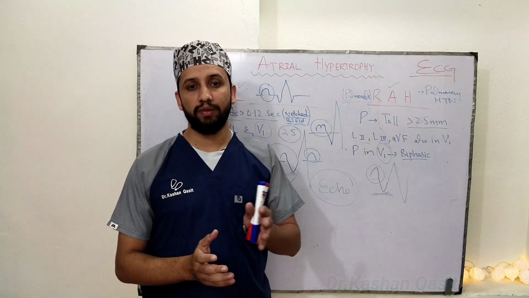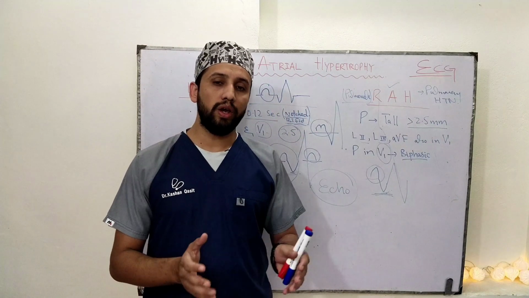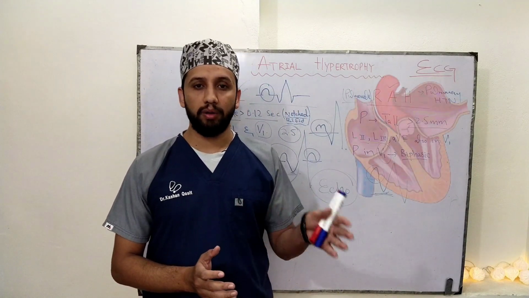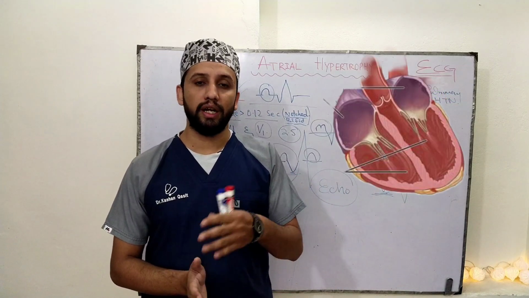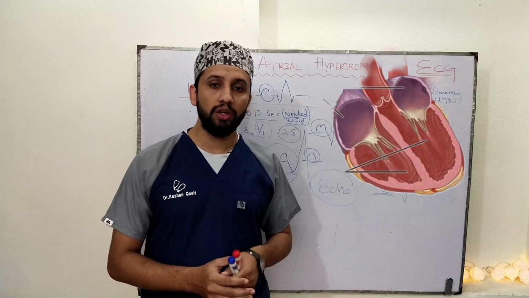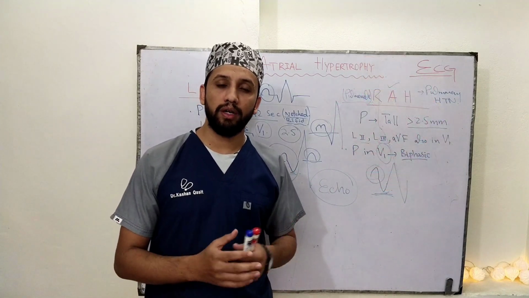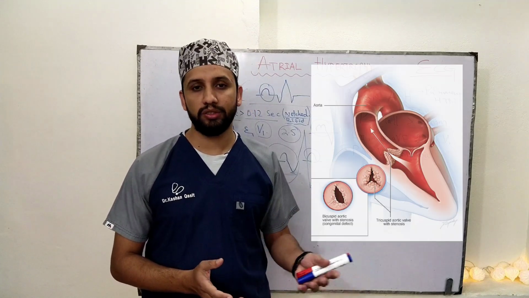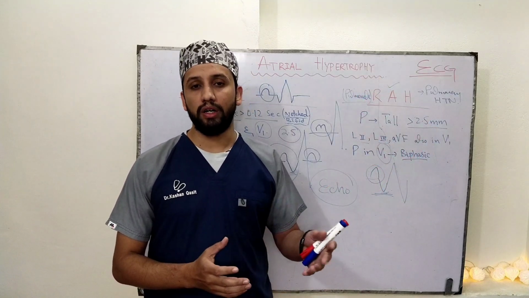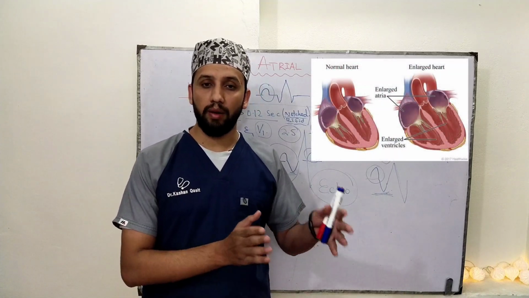In the previous lecture we discussed left and right ventricular hypertrophy and the ECG pattern seen in both these conditions. Today we are going to discuss atrial hypertrophy. There can be left atrial hypertrophy and also right atrial hypertrophy, due to reasons like pulmonary hypertension, mitral stenosis, aortic stenosis, or some other causes of the cardiovascular system. First of all we will discuss left atrial hypertrophy.